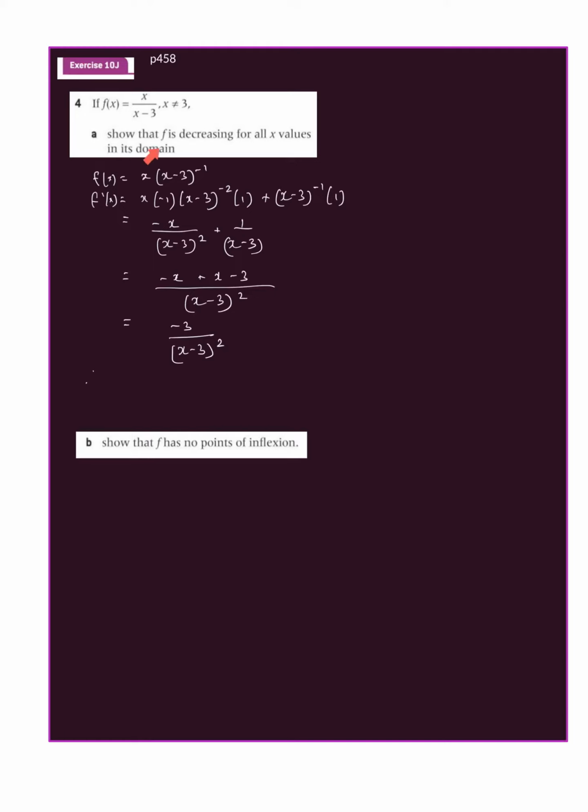Now the question was, show that it's decreasing. Well, therefore the derivative is always negative, because for whatever value x we put in here, it's squared. So the derivative is always negative. Therefore, the function is decreasing for all x values in its domain.